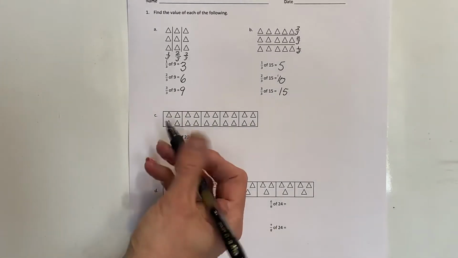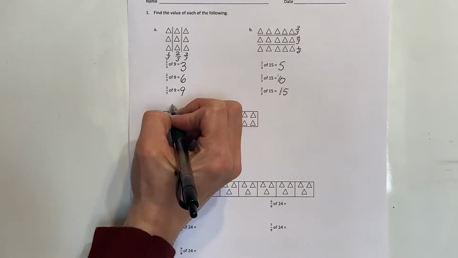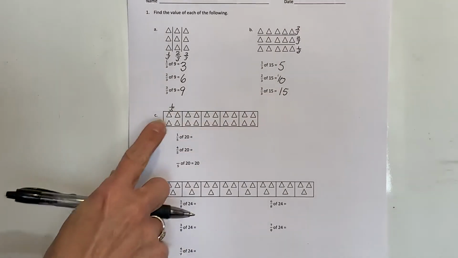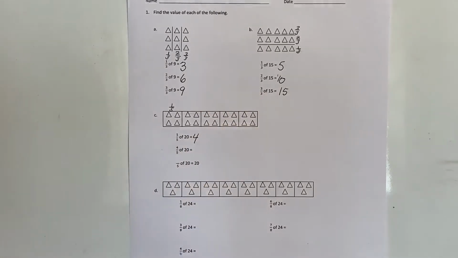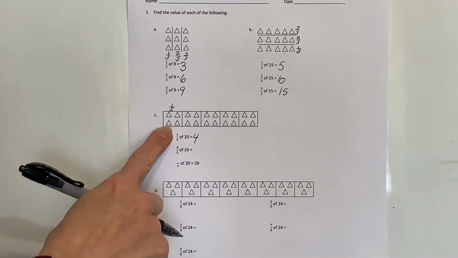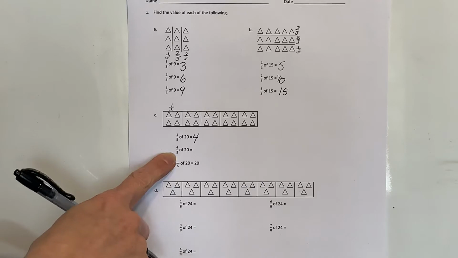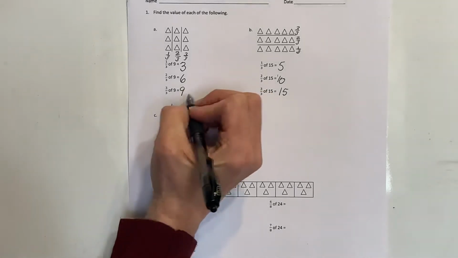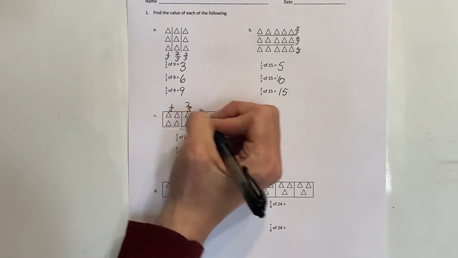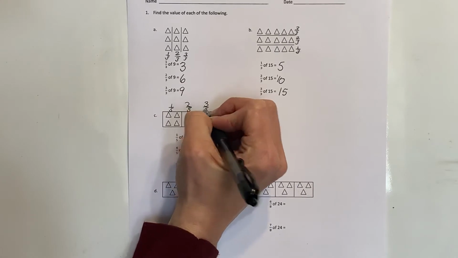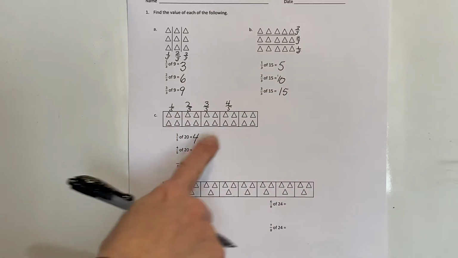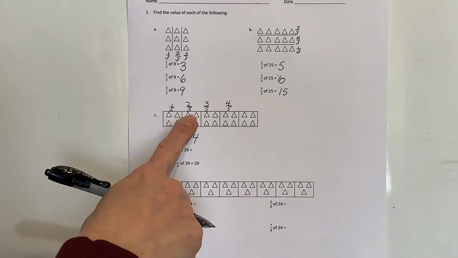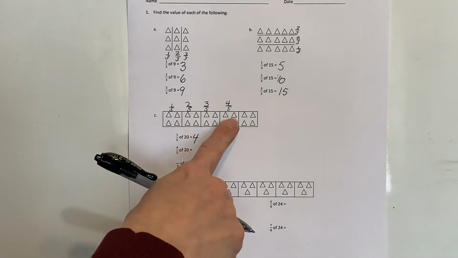So one of these fifths, so this is one of the fifths. One of the fifths equals 4. That's 4 of the counters. Well, what about 4/5? Okay, well, we've got 2/5, 3/5, 4/5. So we've got 4 in each group, so it's 4, 8, 12, 16.